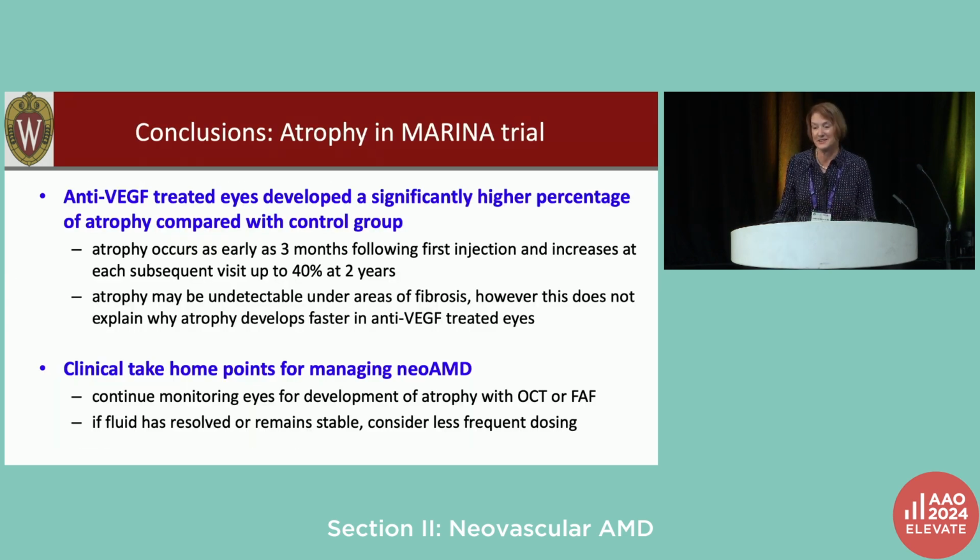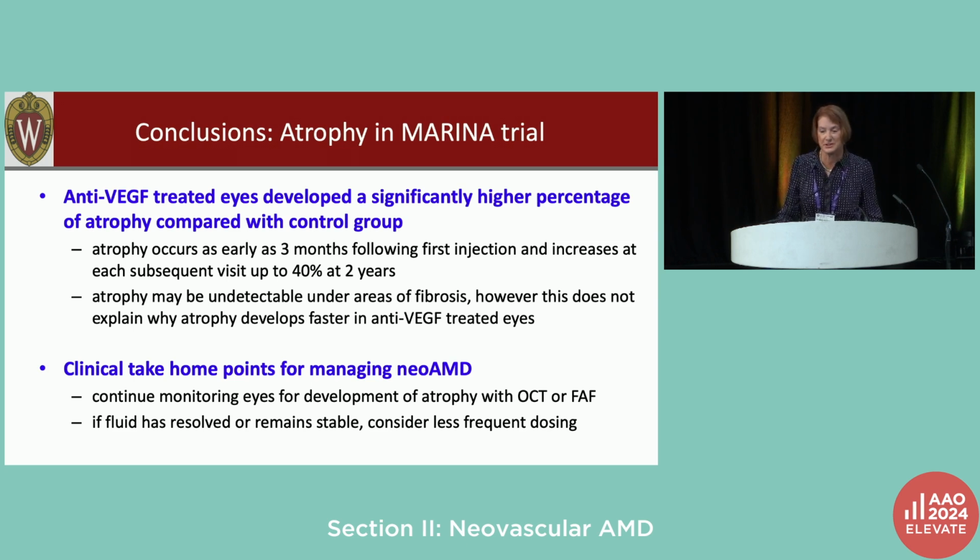In conclusion, the anti-VEGF treated eyes in the Marina study developed a significantly higher percentage of atrophy compared to control. Atrophy occurred as early as 3 months and increased at each subsequent visit up to 40% at 2 years. Atrophy may be undetectable under the areas of fibrosis, but this doesn't explain why atrophy develops faster.